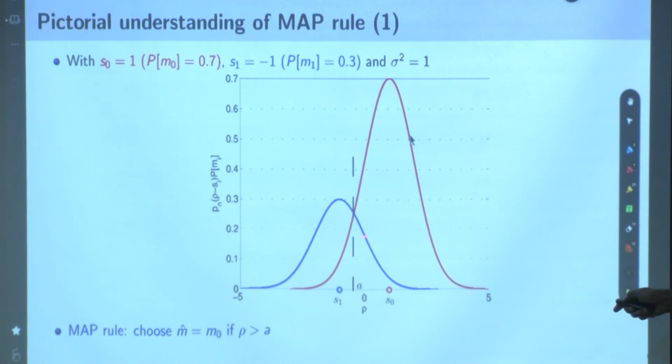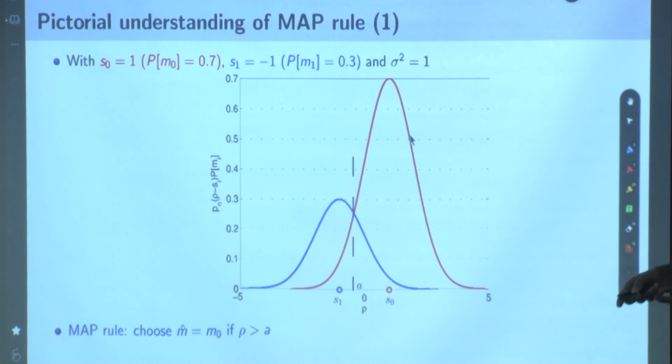And where is it happening? It is happening on this side of the threshold. So this is basically becoming the threshold. If the received value is greater than this threshold, what does that mean? That this PDF is greater. If this PDF is greater, which message was transmitted? M0, right? Declare m hat as M0 if the received value rho is greater than A.